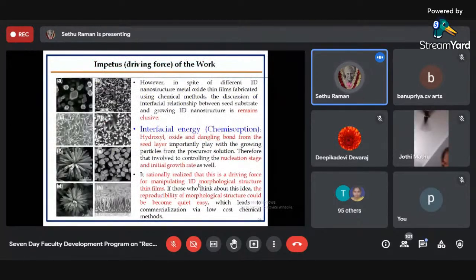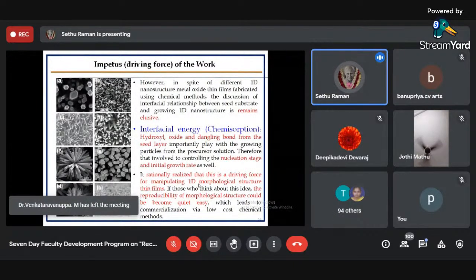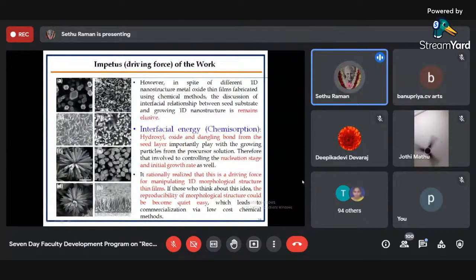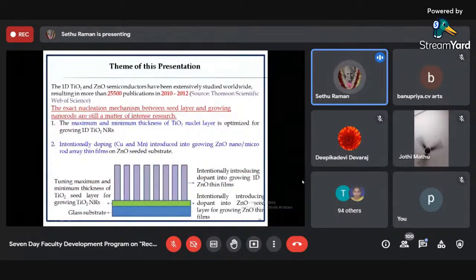Now we will see the driving force of the work in detail. Interfacial energy, and how the hydroxyl, oxide and dangling bonds from the seed layer play a role in the growth of particles from the precursor solution, are involved in controlling the nucleation stage and the initial growth rate as well. We realized that this is the driving force for manipulating the one-dimensional morphological structure. So we prepared this work, and this is the theme of the presentation.